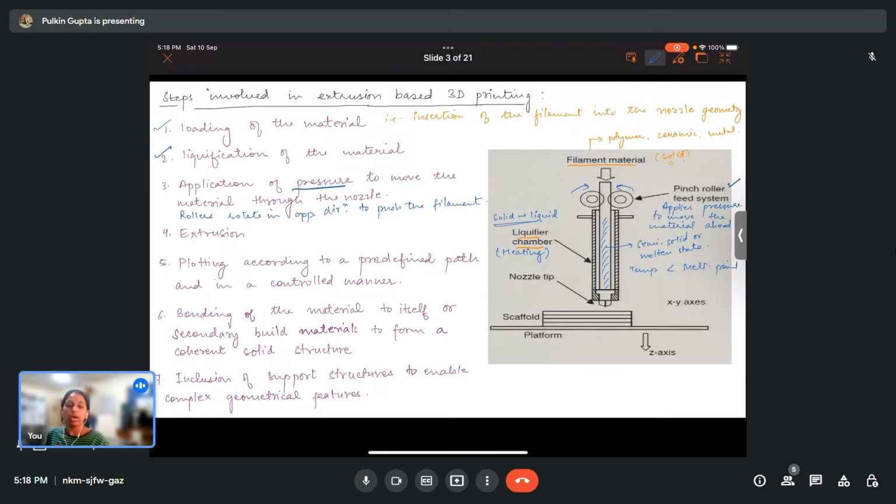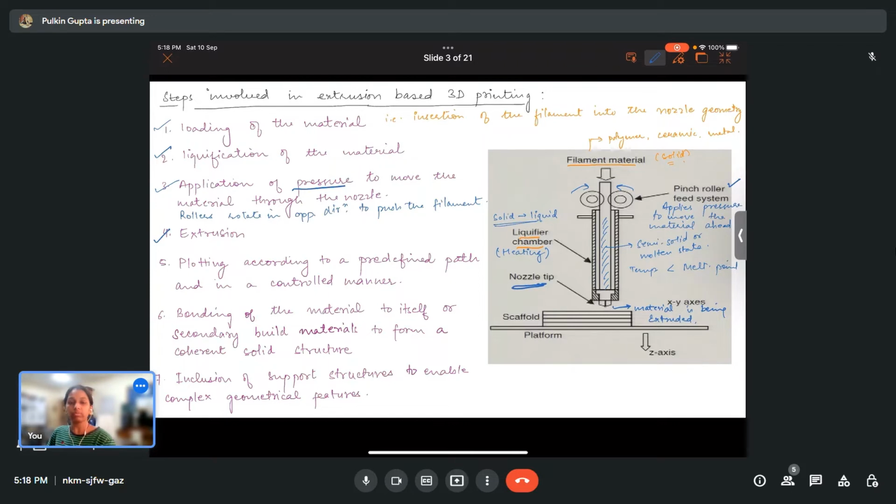Now, when you have already pushed this material, then it has to come out through this nozzle tip. So that is now your extrusion part. So it is in a molten state, and then there is this nozzle tip of yours. And from here, when you are applying pressure from behind, this material is being extruded, okay, in the molten state only.